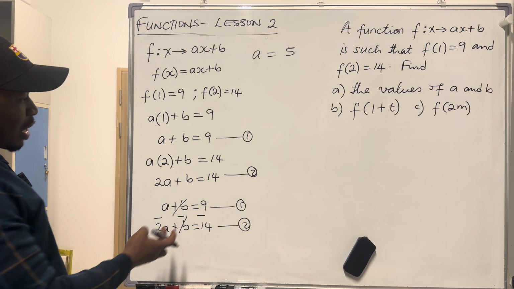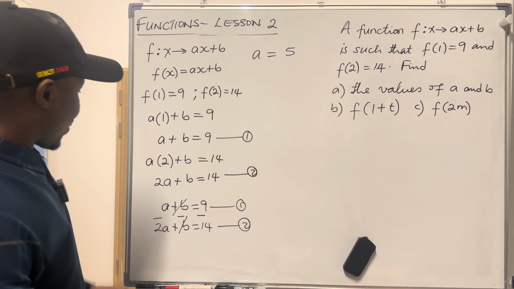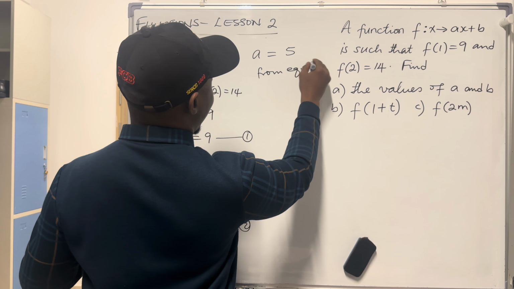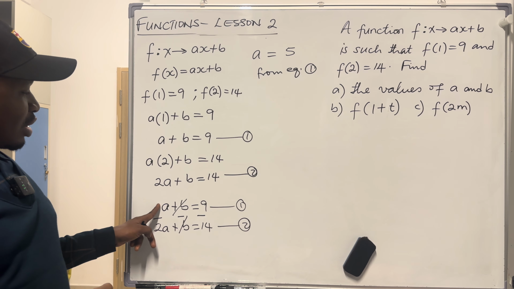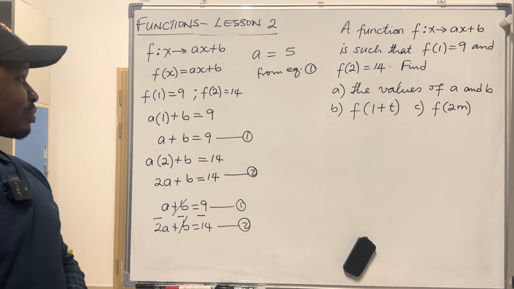So we can go to either equation 1 or equation 2, any of them, to get the value of b. If we prefer 1, we can say from equation 1. This is the reason we label equations, because making a reference, it will be easier. You can easily see the equation. From equation 1, that is a plus b equals 9. But a is already 5. Plus b is 9. So b is equal to 9 minus 5. Then b is 4.